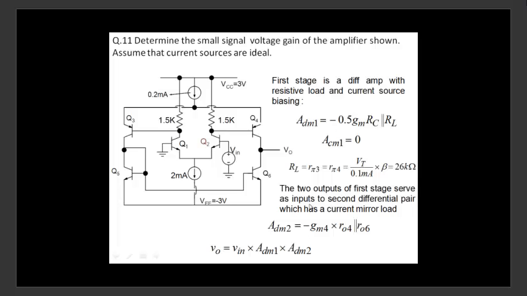The two outputs of the first stage serve as input to the second differential pair. And the gain of the second differential pair with a current mirror load, we've already calculated, is GM4, GM4 or GM3 is the same, times R04 parallel R06. And the overall gain, basically you'll find V in into ADM1 into ADM2, because the second stage does not load the first stage, so the gain will become simply that. Okay. So basically one differential pair cascaded with another differential pair.